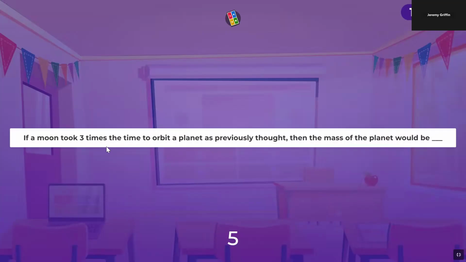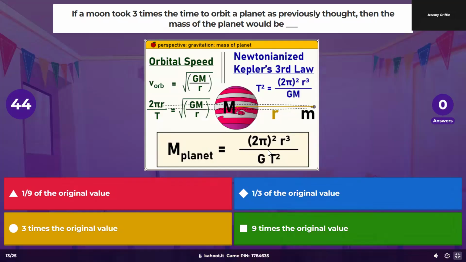If a moon took 3 times the time to orbit a planet as previously thought, we thought it took a day, actually it takes 3 days, then the mass of the planet would actually turn out to be what? So here's the mass of the planet based on a moon going around it. Say we spot where the moon is, so we know the R. Of course, we know capital G. So we're looking at the time, and oops, we missed this time by a factor of 3.